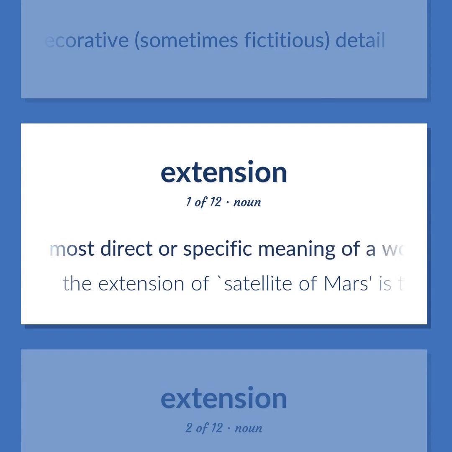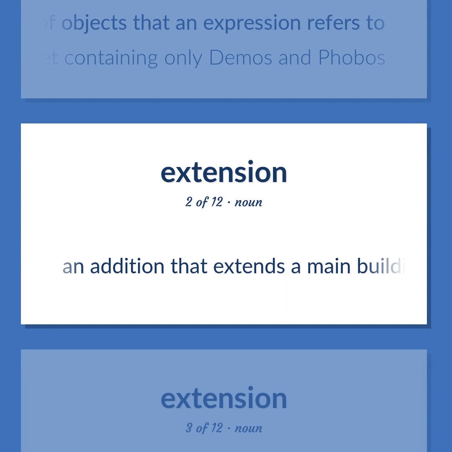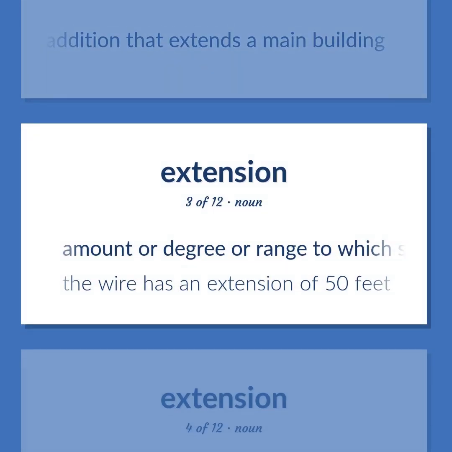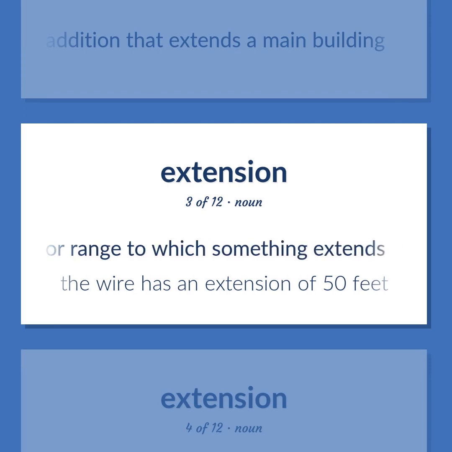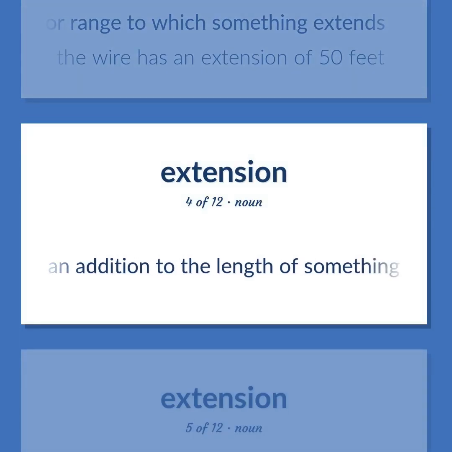The most direct or specific meaning of a word or expression. The class of objects that an expression refers to. The extension of satellite of Mars is the set containing only Demos and Phobos. An addition that extends a main building. Amount or degree or range to which something extends. The wire has an extension of 50 feet. An addition to the length of something.